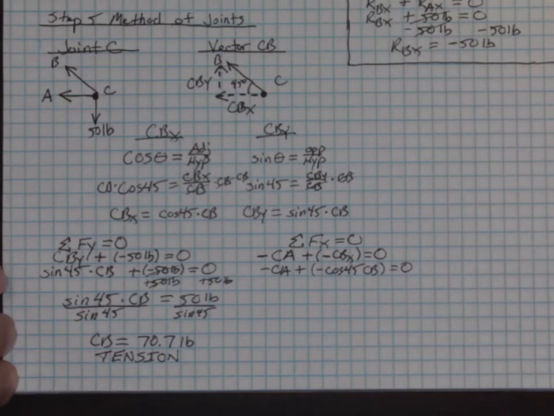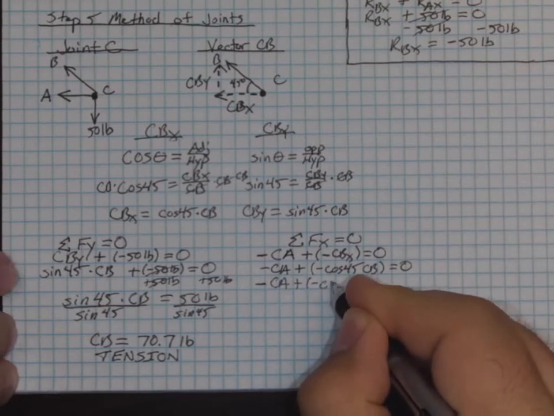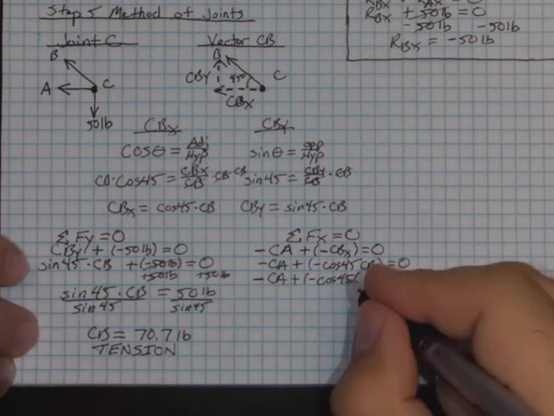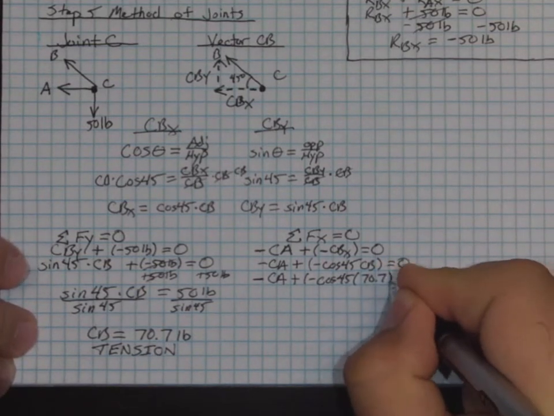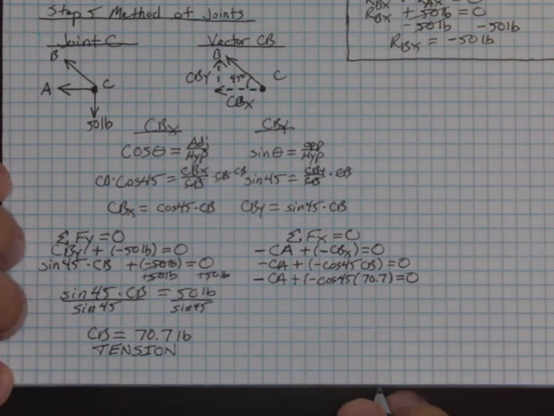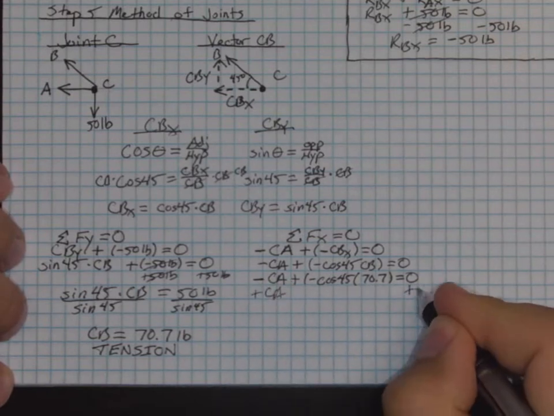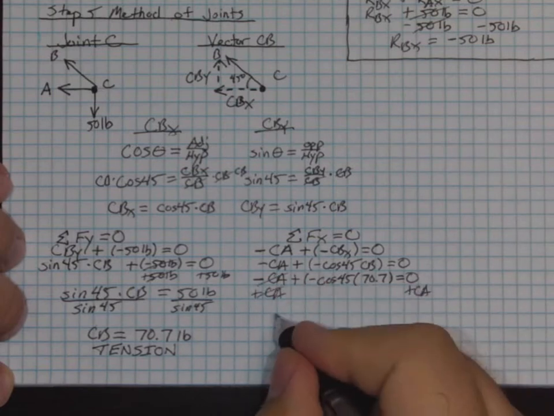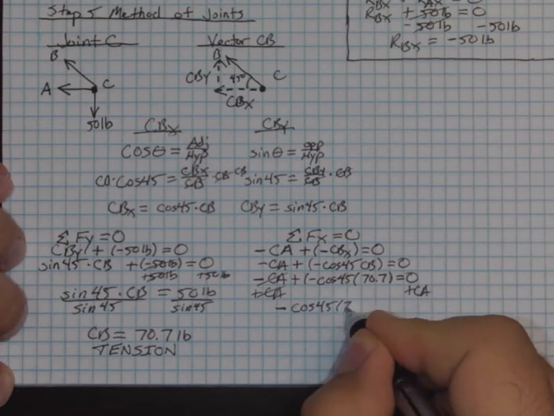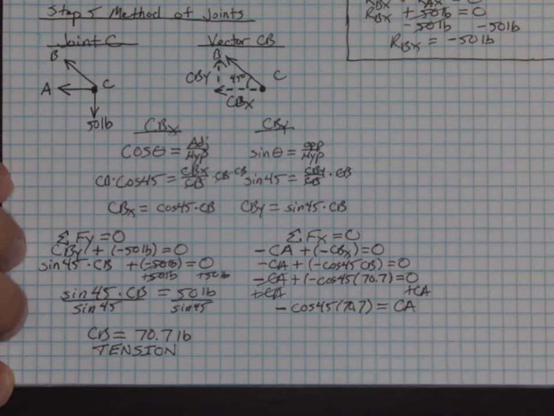And then what I can do is another substitution to solve for CA, which is going to be negative cosine of 45 times, and I already know that CB is going to be 70.7. And when I add those together, they should add up to equal 0. Okay. From here, I'm just going to rearrange the equation a little bit. I'm going to add CA to both sides, so that they cancel. Here I'm going to get a negative cosine of 45 times 70.7 is equal to CA.